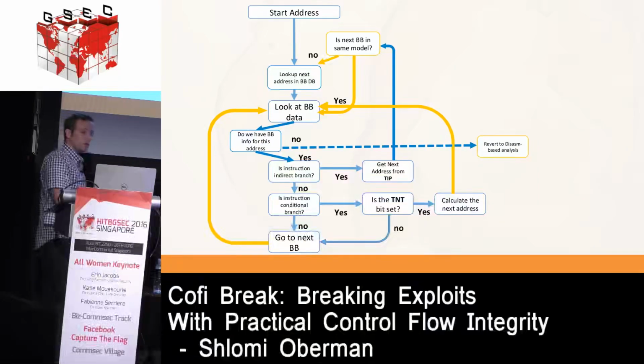This further improves on performance. We no longer have to look up the next model in our database for every basic block we traverse. We only have to look up the next address in our basic block database if the basic block is not in the same model. We have to check if the basic block is not in the same model only if we're using a tip, right? So we've taken this step, which is a very performance-intensive step, which we had to perform all the time. We're taking it out of the analysis, and we have a much more streamlined analysis.